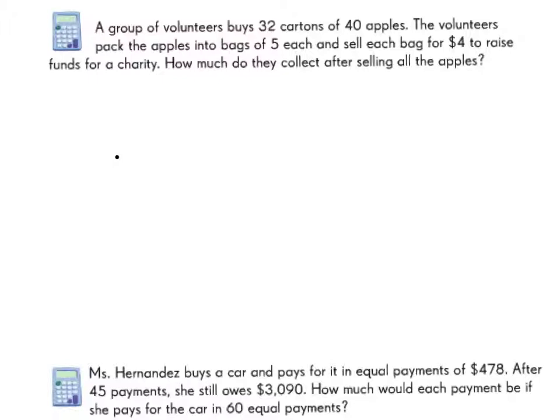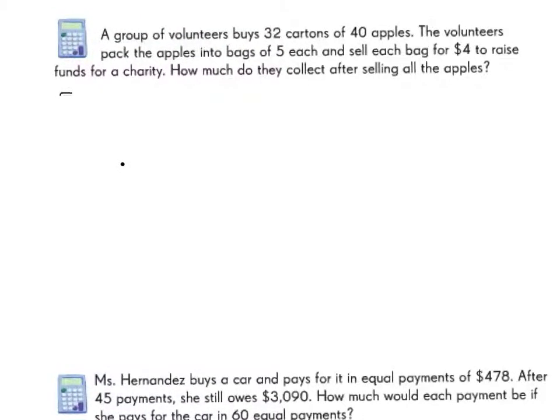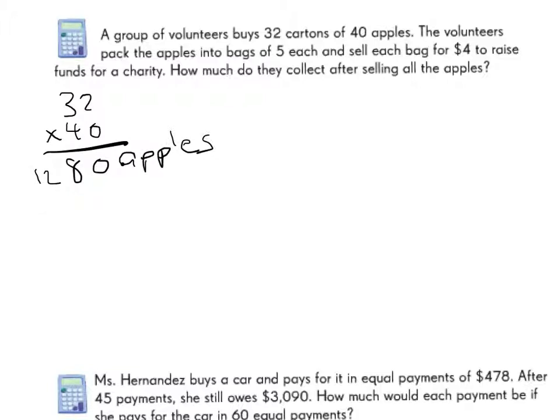First of all, you probably want to calculate how many apples there are. So we need to say there are 32 cartons with 40 apples in each carton. So this would give me the number of apples in all. The apples are then split into bags that each have 5 in them. So I'm going to have to find out how many bags there will be. So I want to split this 1280 into groups of 5. So I need to do the division problem, 1280 divided by 5. And when I do 1280 divided by 5, I get 256 bags.